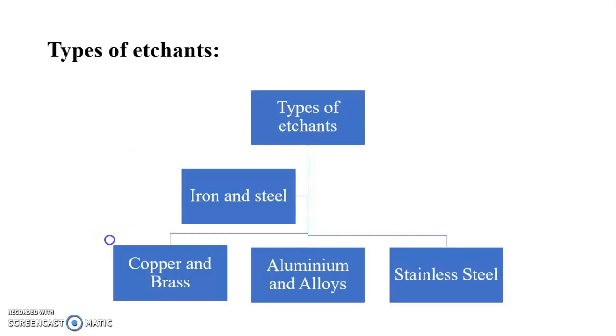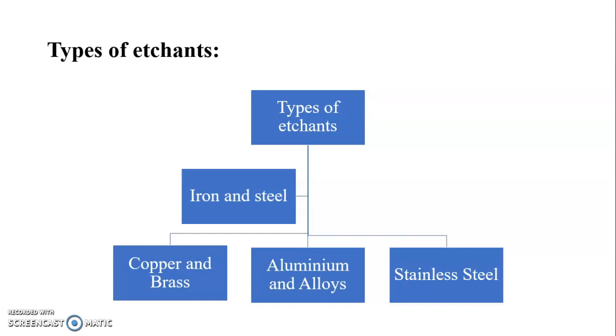Next are the types of etchants. There are four types of etchants: iron and steel, copper and brass, aluminum and alloy, and stainless steel. Etching reagents for different metals and alloys are given below. The first one, iron and steel. The etchant name is nital, and the composition is 1 to 10 milliliters nitric acid and 100 milliliters ethanol. Then the composition is 2 to 4 grams picric acid and 100 milliliters ethanol.